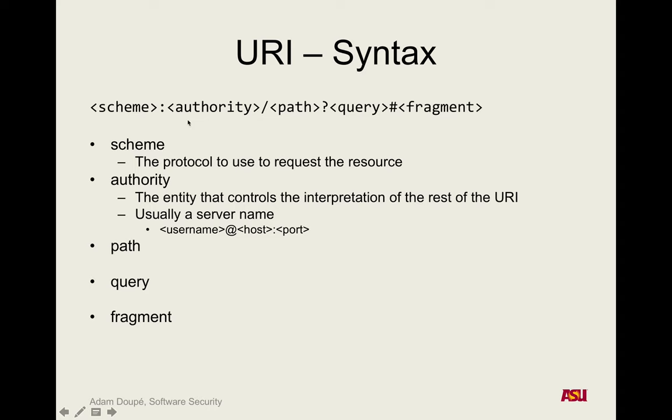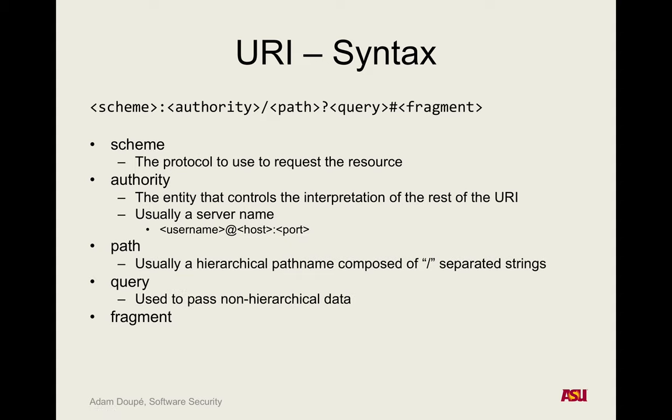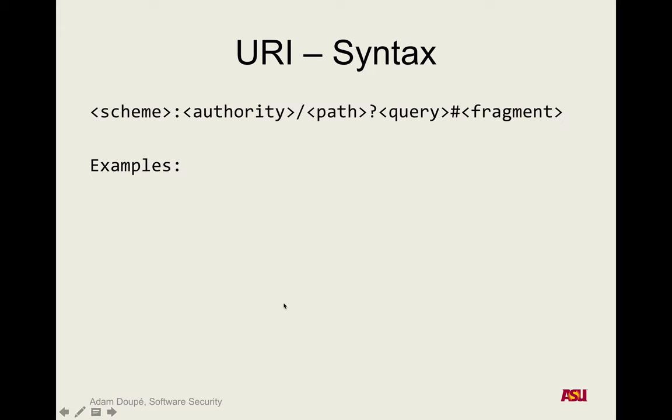So the correct syntax for the authority is username at host colon port. So this is how you can specify a username when you're visiting this server. And you can also specify a password too. But usually it'll just be the host. If it's just host, the scheme will depend on what port it's going to use to make that connection. Otherwise, you can specify the port to use non-standard ports. Path, hierarchical slash, query is used to pass non-hierarchical data, fragments of resource pool.